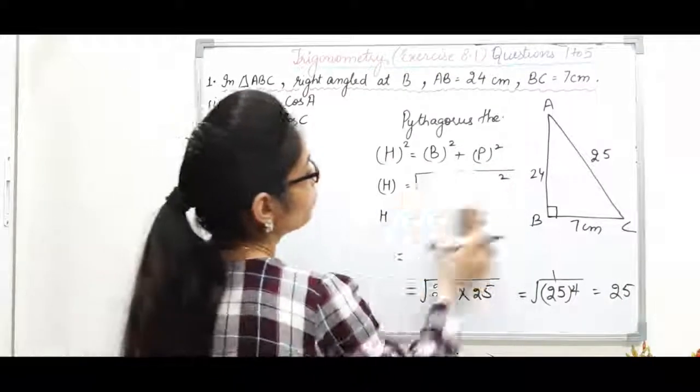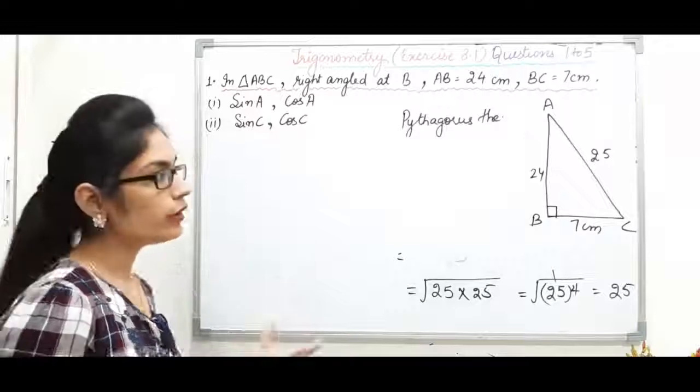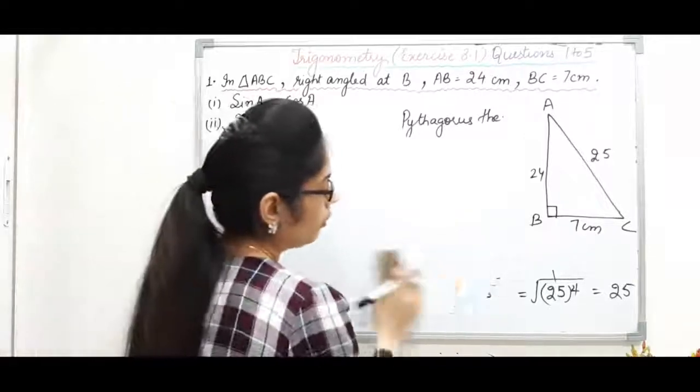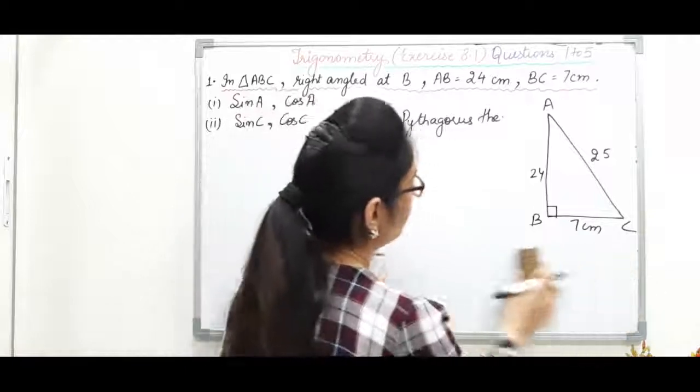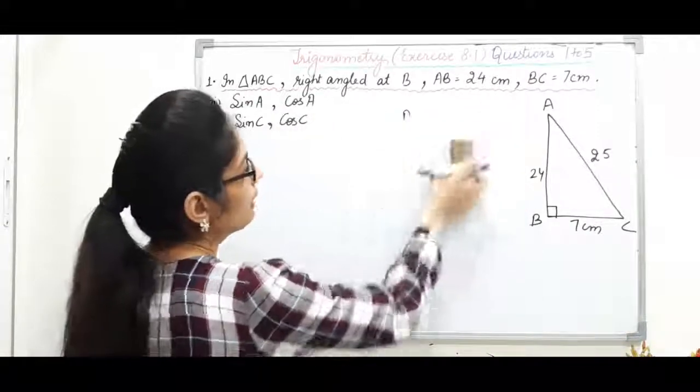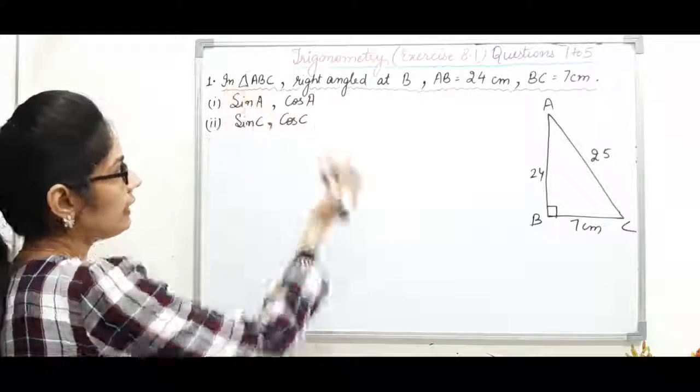Now let's come to the question. This thing you should know: in each question they want you to find one side, and here we have already found it. So now we have all three sides of the triangle. In the first part we have to find sine A and cos A.